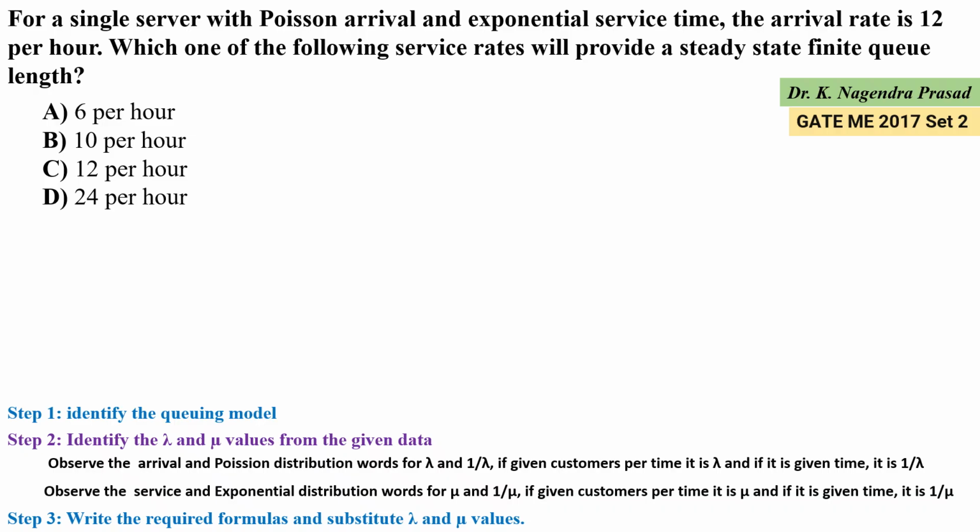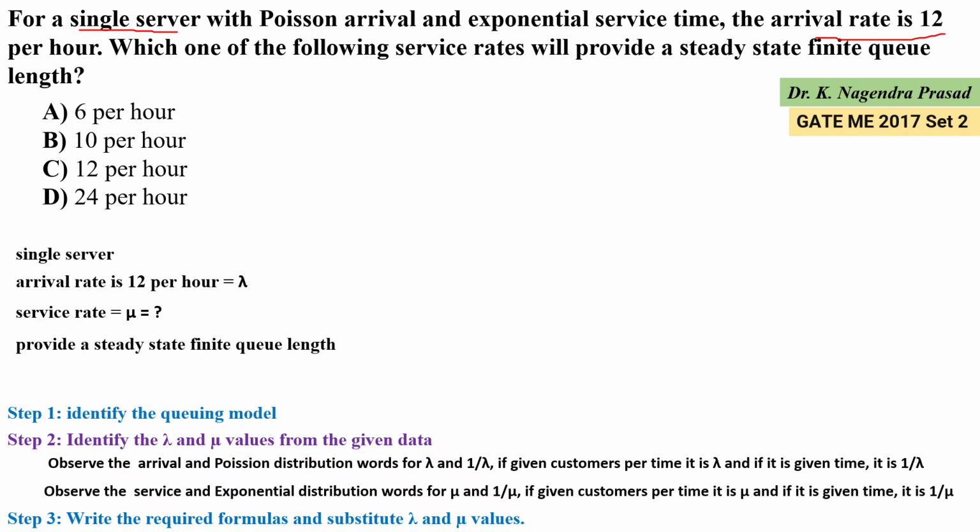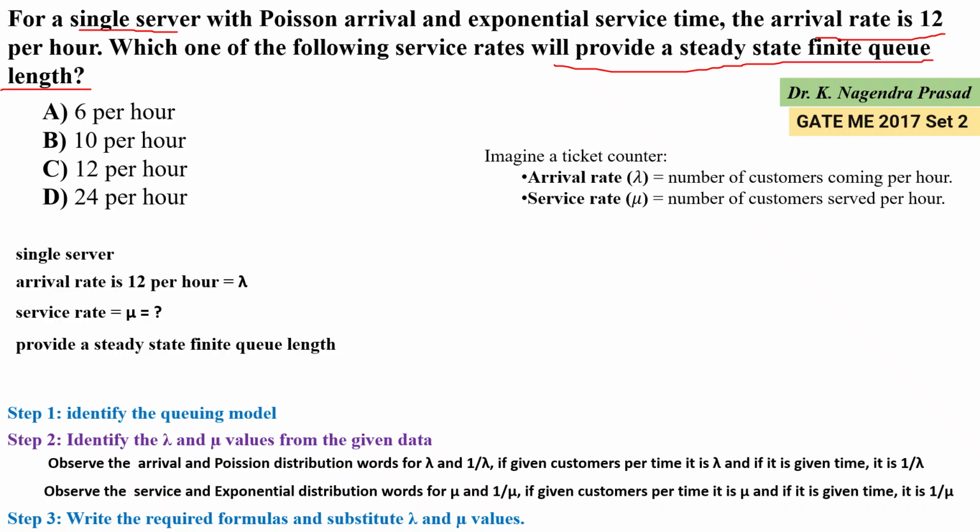Here the queuing model is the single server queuing model, and the arrival rate is given as 12 per hour, which means lambda equals 12 per hour. Then we have to identify the service rate, the mu value, which will provide a steady state finite queue length. Okay, so let's see the solution.